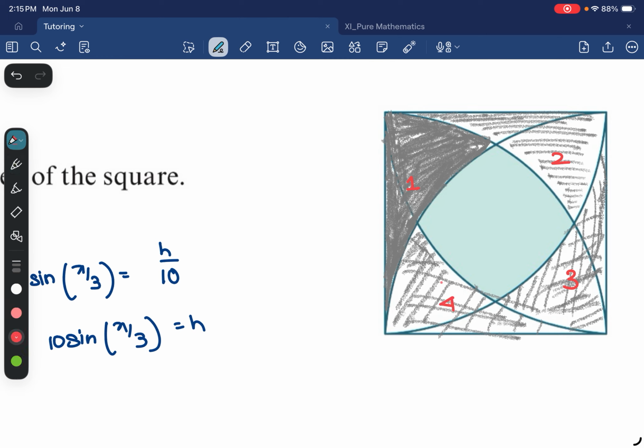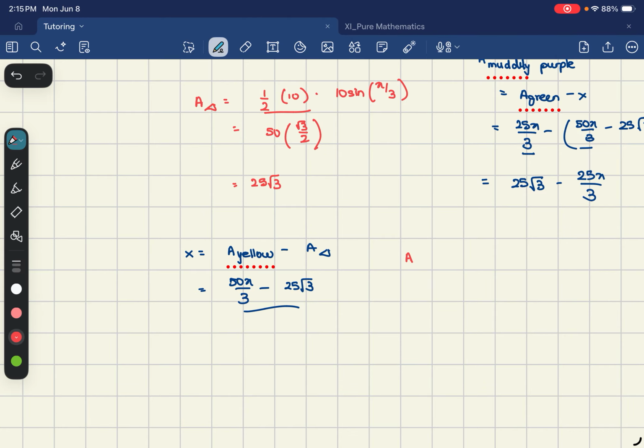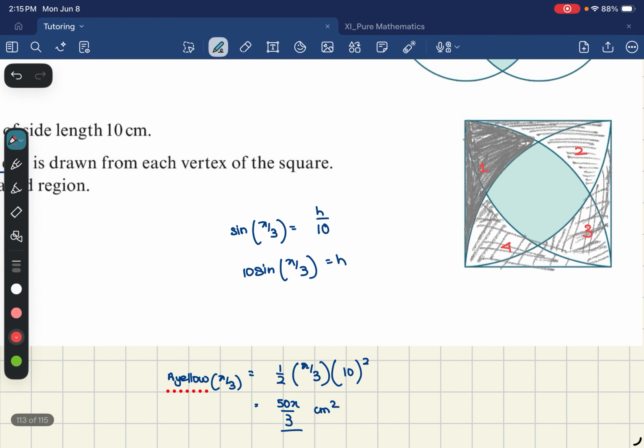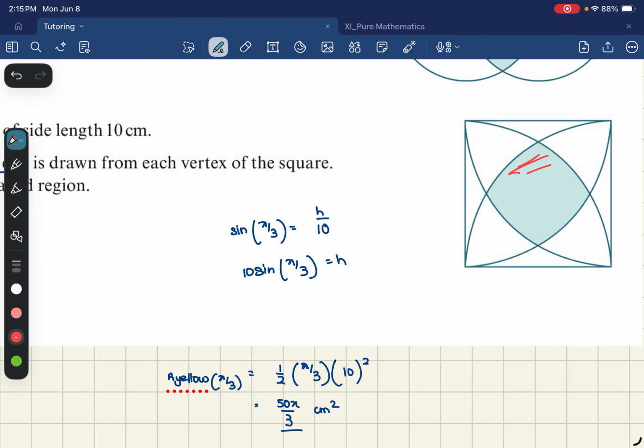So if you do the area of your square minus 4 times the area of the muddy purple section, so area of the square, which you can find, minus 4 times the area of the muddy purple section that we found, that is the area of the shaded part. That is this central shaded area. What we were looking for, that is this part.